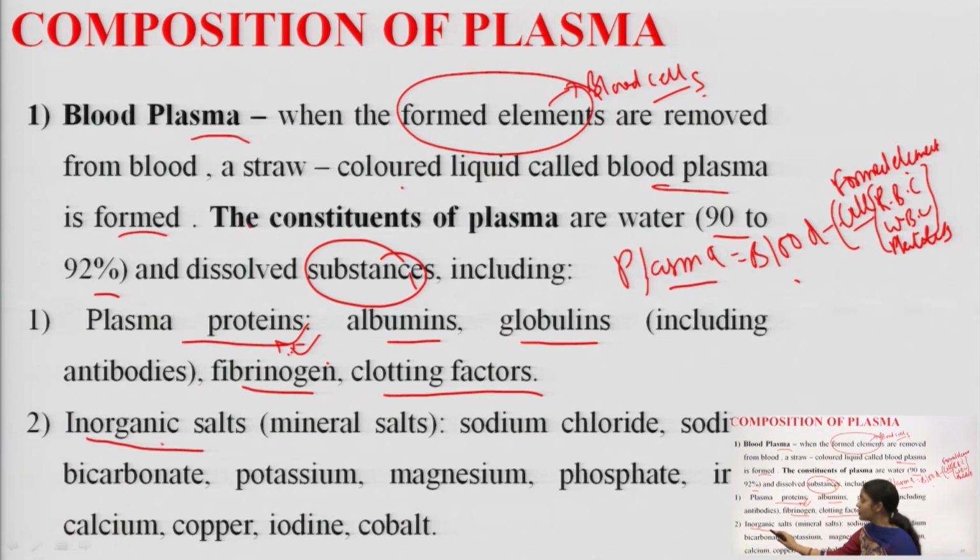Now the second one is inorganic salts, like sodium chloride, sodium bicarbonate, potassium, magnesium, phosphate, iron, calcium, copper, iodine and cobalt. These mineral salts, these inorganic salts, are necessary for your muscle contraction, for the transmission of neurotransmitters and many more.